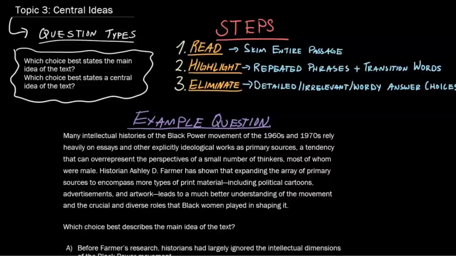SAT Topic 3, Central Ideas, is one of the most important skills you're going to want to have in your back pocket for the SAT exam. There are only two questions the College Board can really ask you here, and they're pretty much the same thing: Which choice best states a main idea? Which choice best states the central idea?